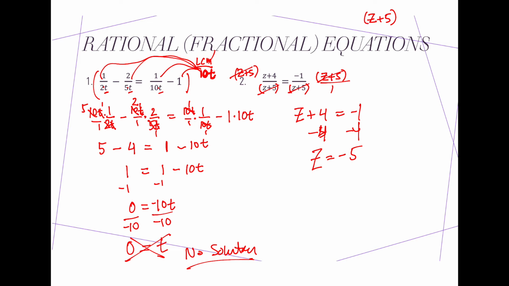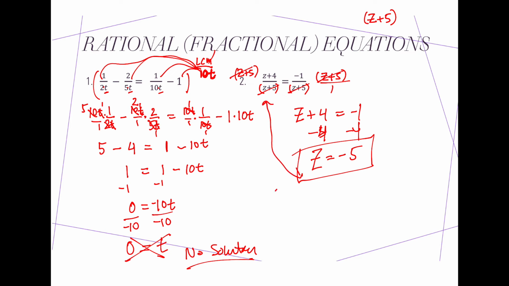And if I plug in negative 5 for z here, negative 5 plus 4 is negative 1. And so I see that would give me negative 1 over z plus 5, negative 1 over z plus 5. The two sides are equal to each other. So z equal to negative 5 is my solution to this expression. No, it is not. I only plugged it in on top.